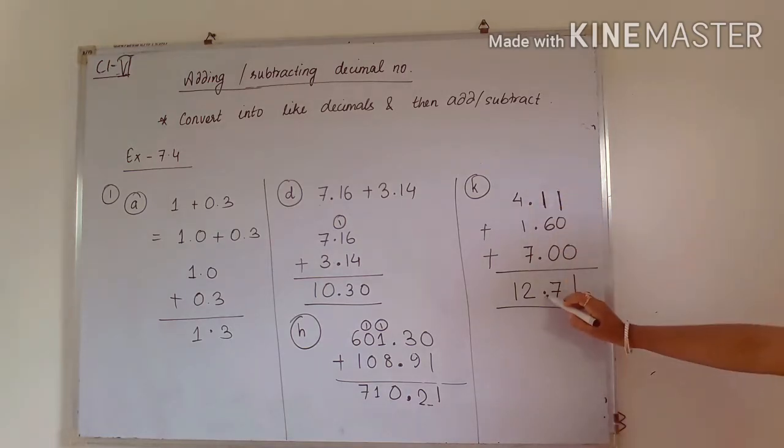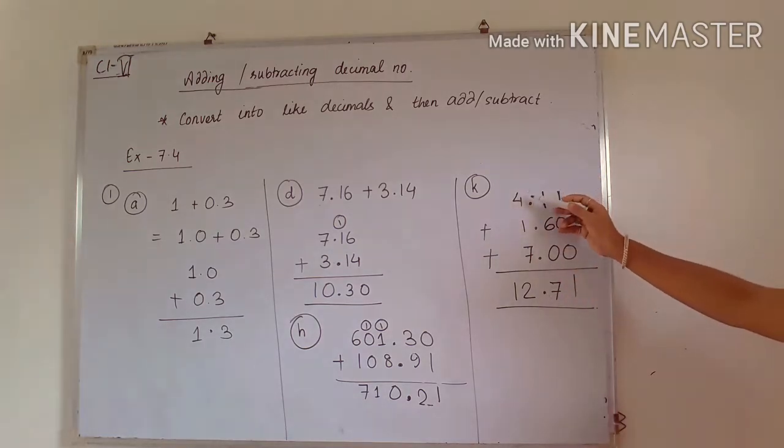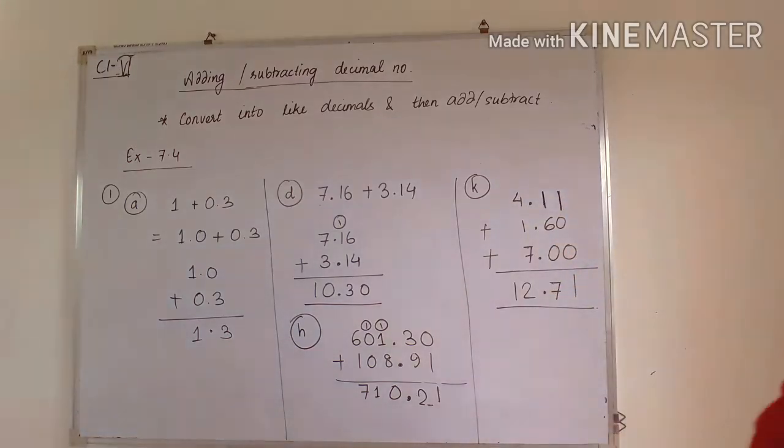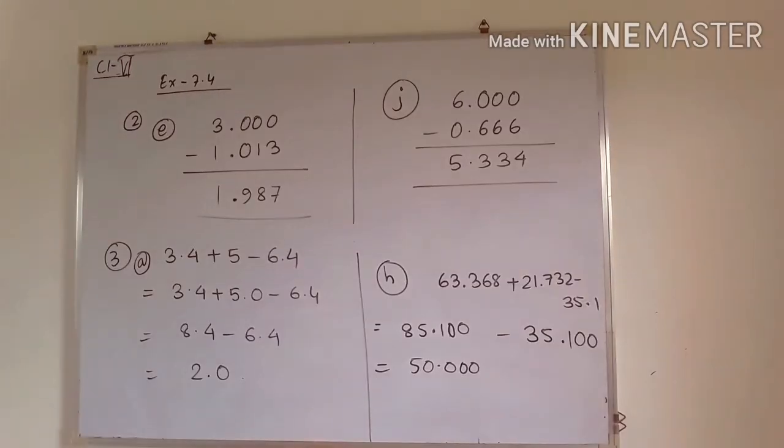Then you have to write the decimal point, then you have to add the digits in the ones place. That will total 12, so 12.7. So see the next question, number 2. Here you have to subtract.